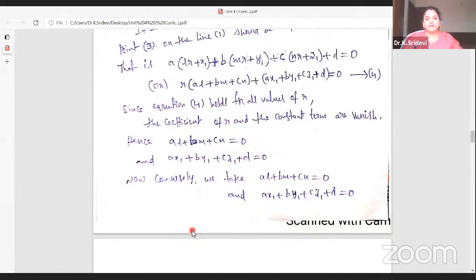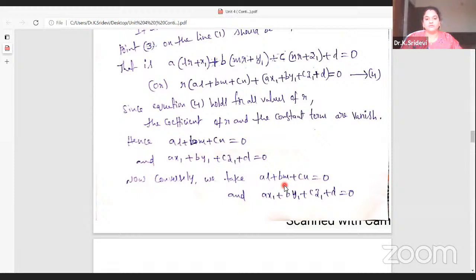Now we go to see the converse result. What is the converse result? Take these two equations and then find the required line. So what are these two equations? al plus bm plus cn equal to 0 is one equation. The other one is ax1 plus by1 plus cz1 plus d equal to 0. So from these two equations, what do we get?